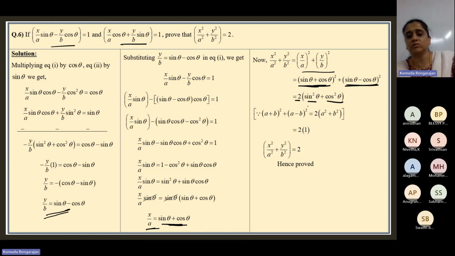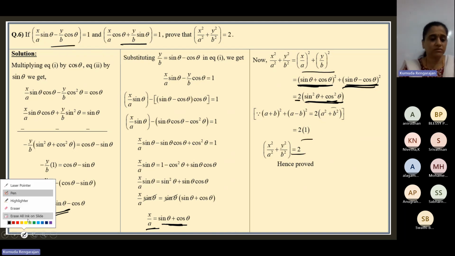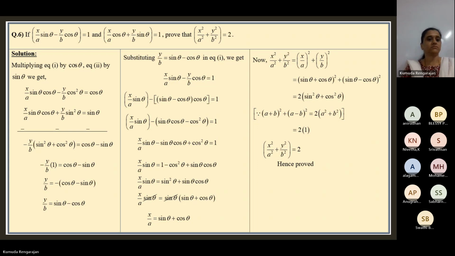You can expand, or you can use an identity like this, and sine square theta plus cos square theta is 1. So 2 into 1, which is 2. Yeah, practice this one. See, this sum is important. We don't know, but the idea used in answering this is important. Maybe you'll get a question similar to this, so you can apply this idea there.